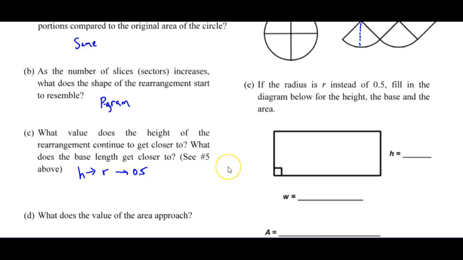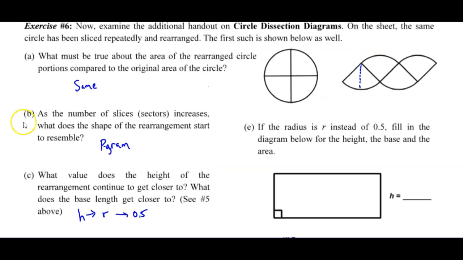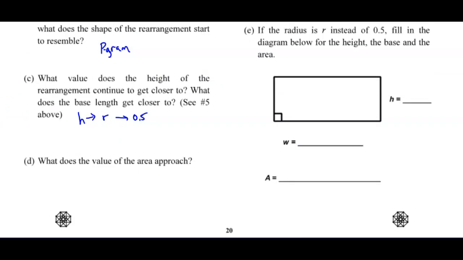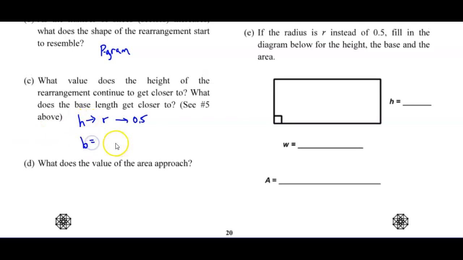What does the base get closer to? Well, let's look at that too. The base of this non-parallelogram here would be 2 arc lengths, right? And every sum of the arc lengths, both bottom and top, is equal to half of the circle circumference. So if you look at your n equals 16, there's 8 arcs. If you look at your n equals 30, there's 15 arcs. It's always half of the circumference. So the base is going to be equal to, or approaching, half of the circumference, which was pi over 2, looking above in number 5.